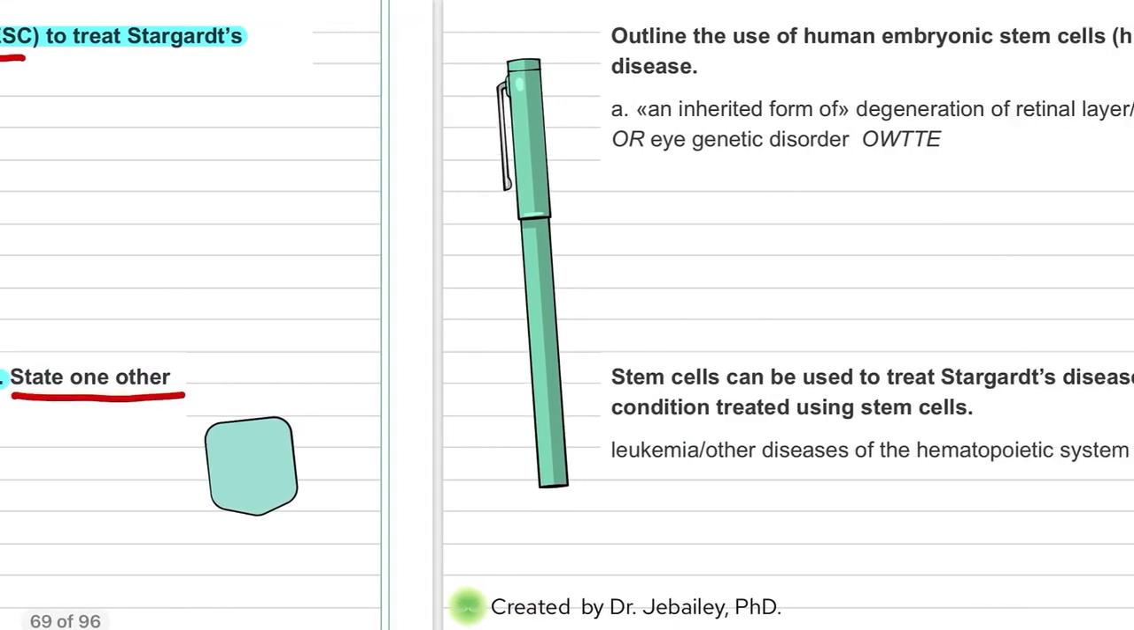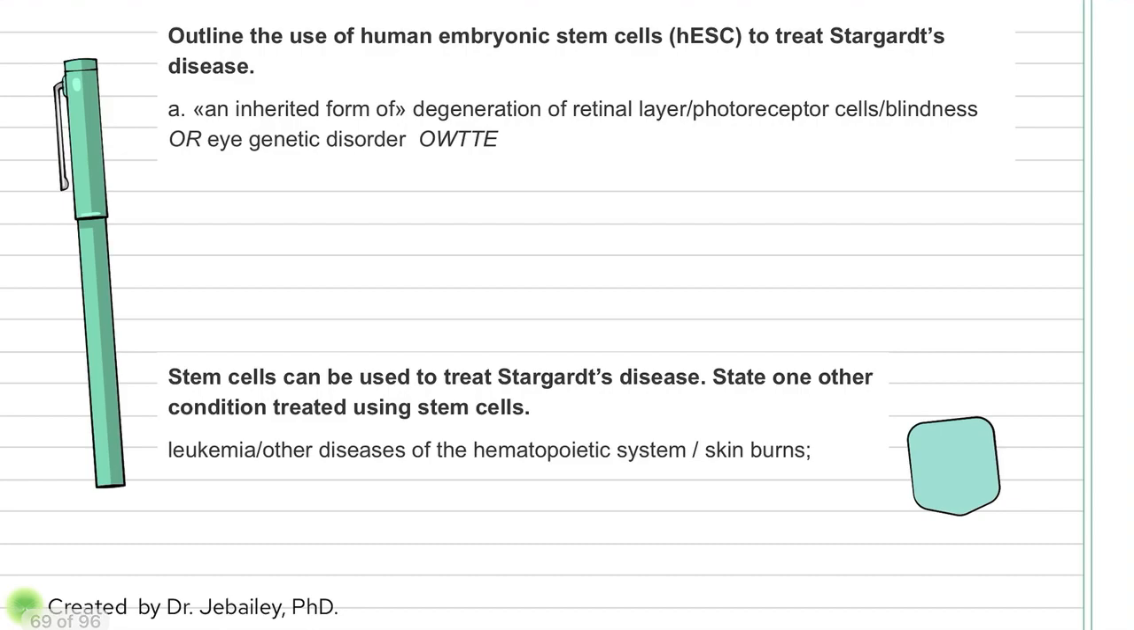So let's look at the first thing. Here it says that this is inherited, as I told you. Now, you don't have to use the word degeneration. It's a big word. You can just say it's the breaking down of the retina cells. You can say it's genetic. You have to mention that it's inherited, okay? This is a disease that's passed on. Down here, you already have the answer. Leukemia is another disease you can treat, or skin burns. You can replace skin by using stem cells.